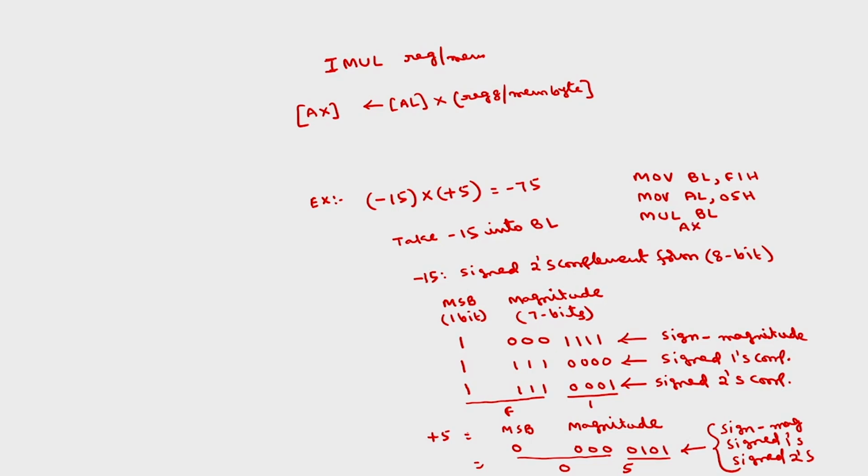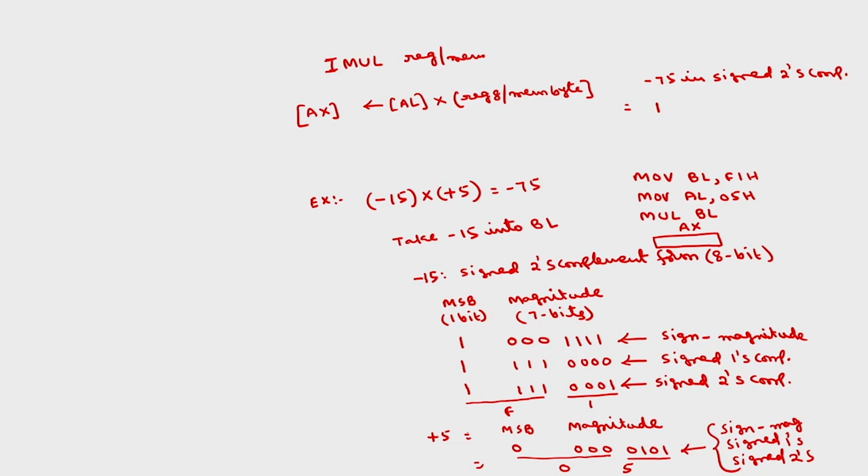Now what will be the contents of AX after this instruction? In decimal form the result will be minus 75. Here we will get in AX the 2's complement representation of minus 75. So what is the signed 2's complement representation of minus 75? The MSB bit will be 1. If I take the signed magnitude representation, 75.